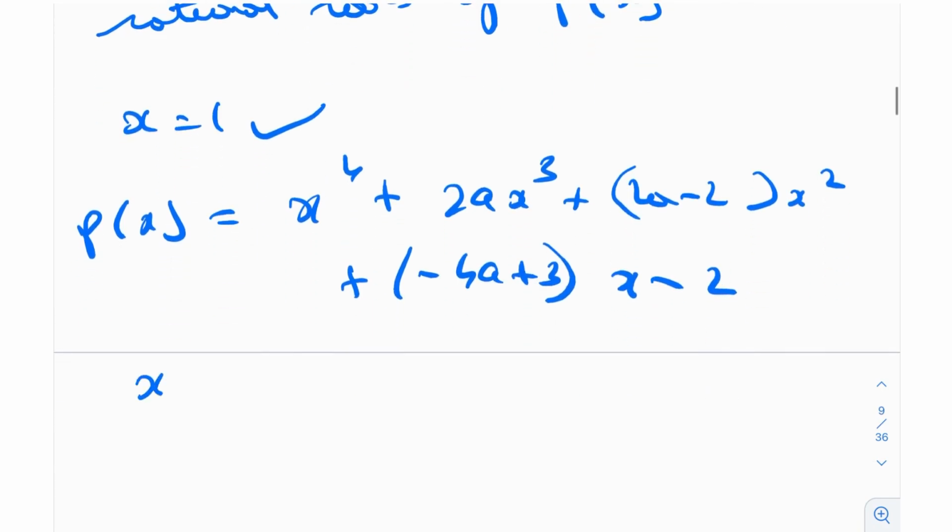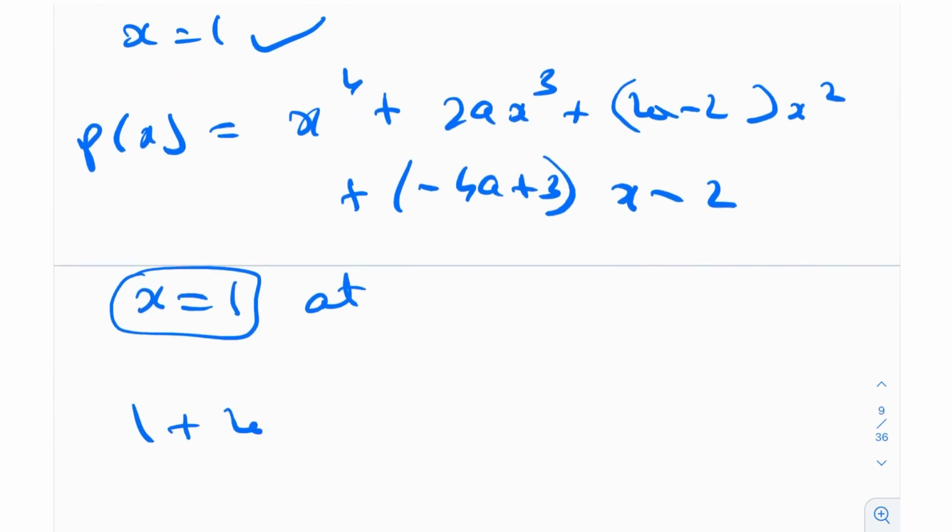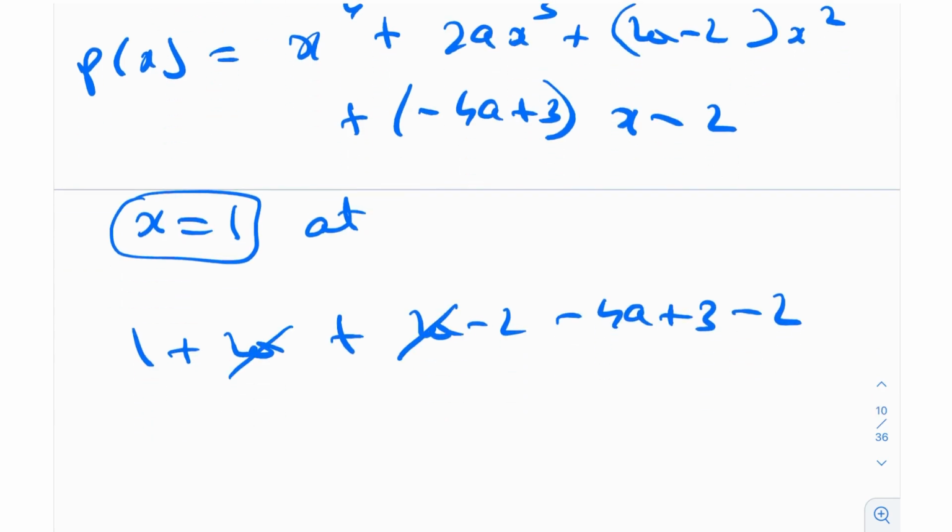So if I just plug in x equals 1 over here, at x equals 1, I get 1 plus 2a plus 2a minus 2, minus 4a plus 3 minus 2. So 2a, 2a, 4a gets cancelled with this, and negative 4, 3 plus 1 is 4, so this becomes 0. So x equals 1 is a root of this polynomial p of x.